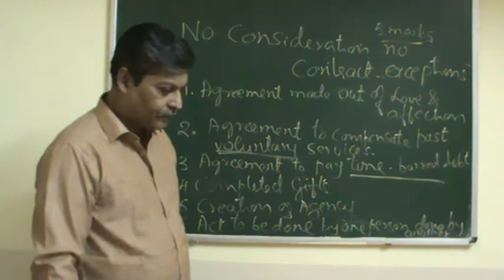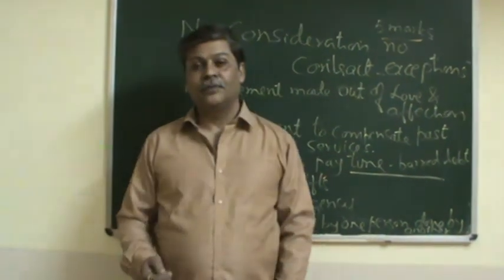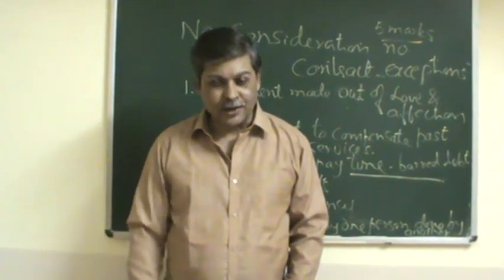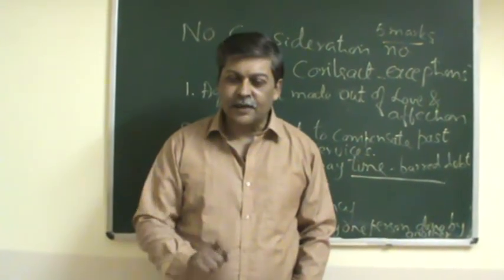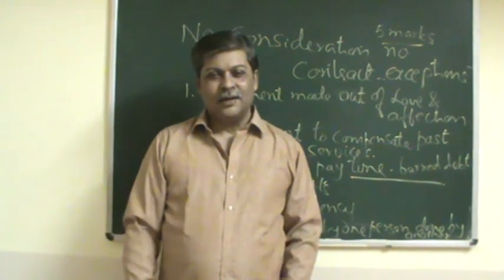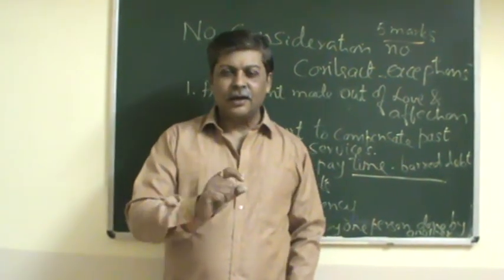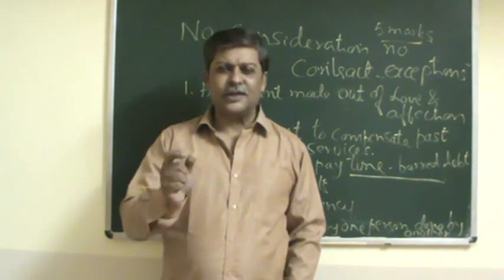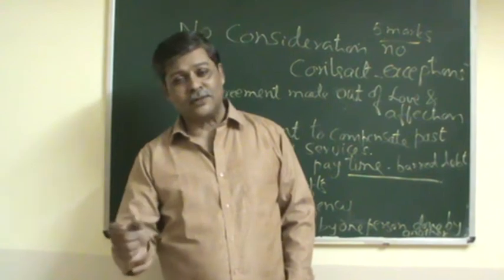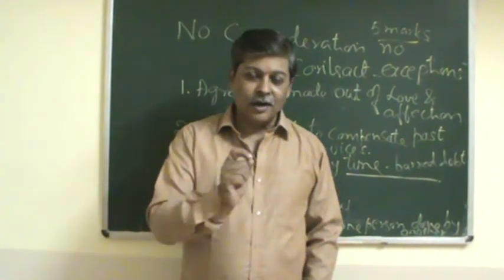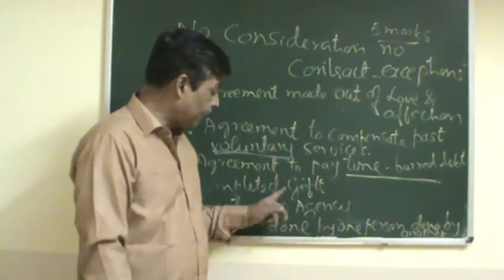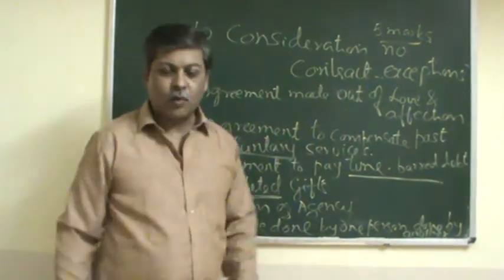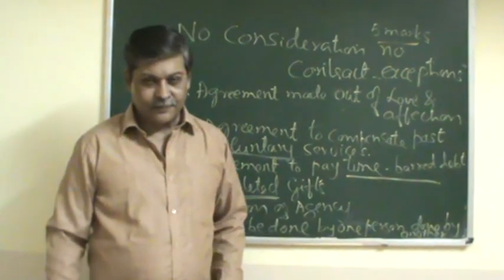Completed gifts. This is another exception. Where a person makes a gift, he is called a donor, and one who receives the gift is called a donee. In specific contracts, these terminologies are used. Instead of using the words promisor and promisee, we use the words donor and donee. So completed gifts, not only gifts, but the prefix word we are using, completed, is very important.